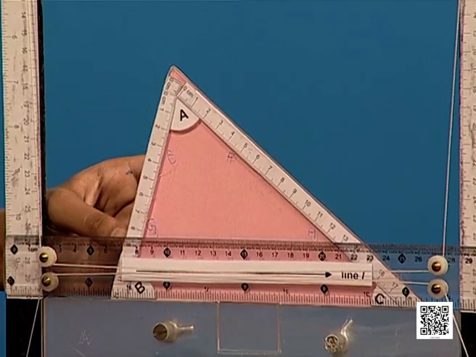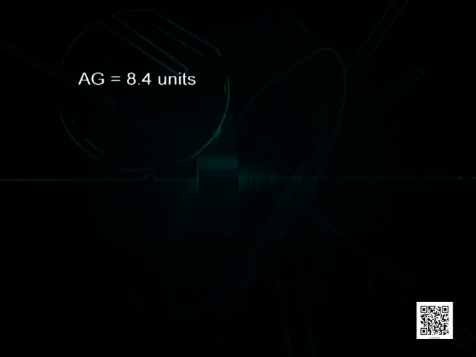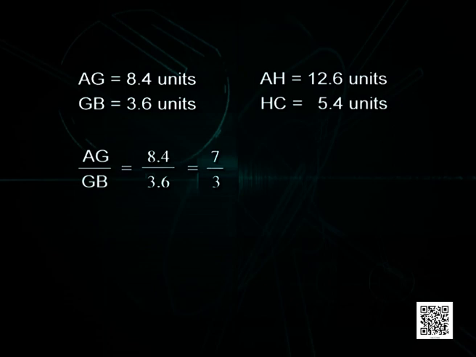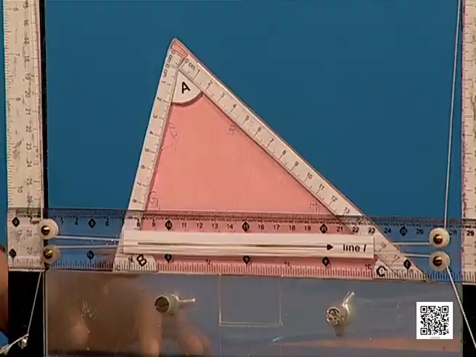On measuring AG, we can see that AG is coming out to be 8.4 units and GB is 3.6 units. Similarly, AH is coming out to be 12.6 units and HC is 5.4 units. Again, by mathematical manipulation, AG by GB is 8.4 upon 3.6, which comes out to be 7 by 3, and AH by HC is 12.6 upon 5.4, which is again 7 by 3, which shows that the other two sides are divided in the same ratio.